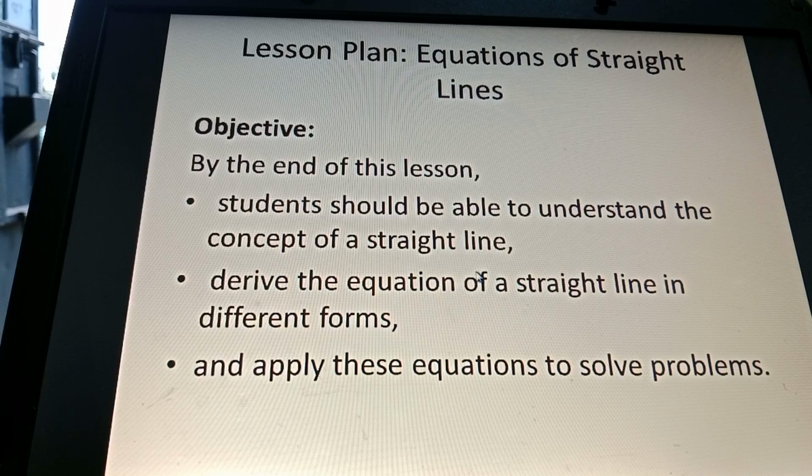According to the lesson plan, we are doing the equations of straight lines. Objective: by the end of this lesson, students should be able to understand the concept of a straight line. Students should derive the equation of a straight line in different forms. And thirdly, students should apply these equations to solve problems.